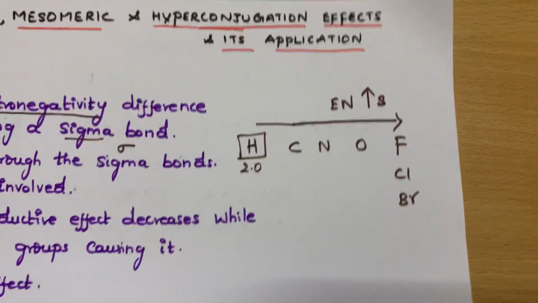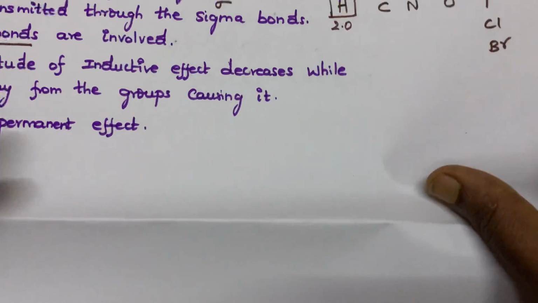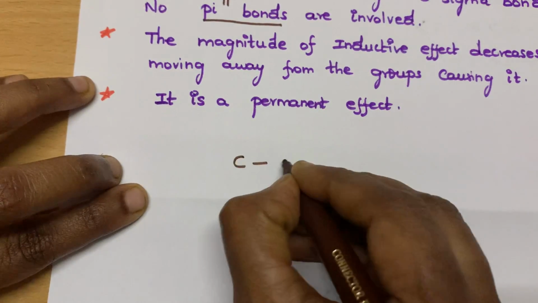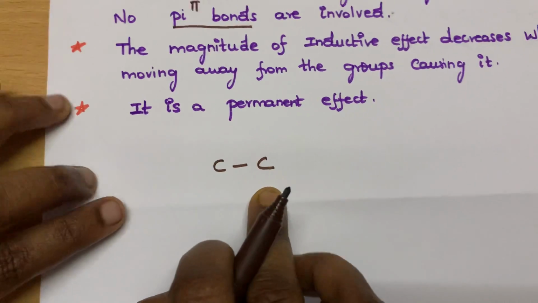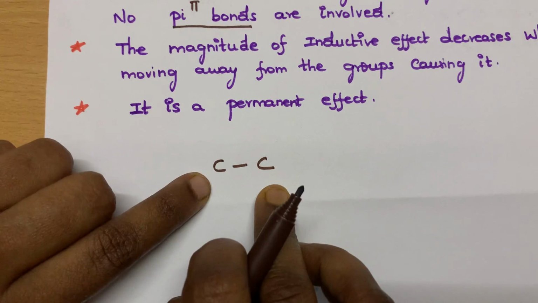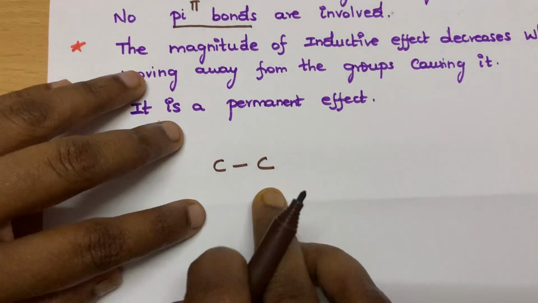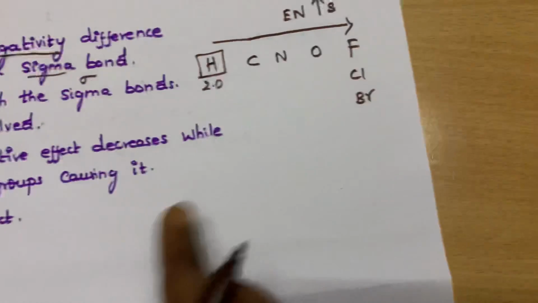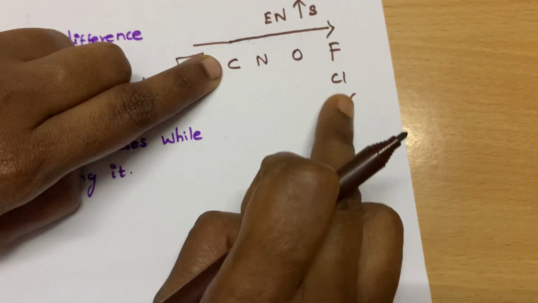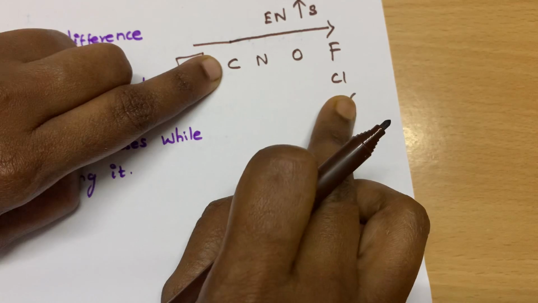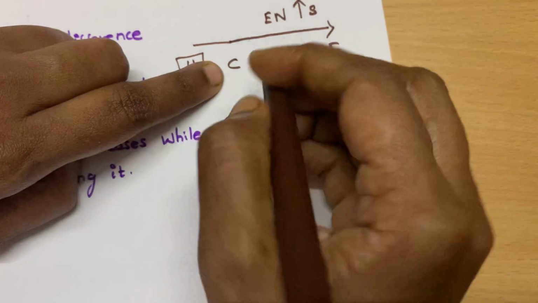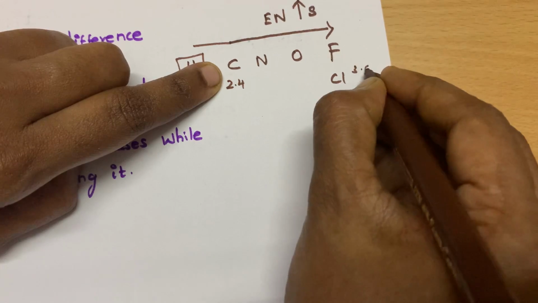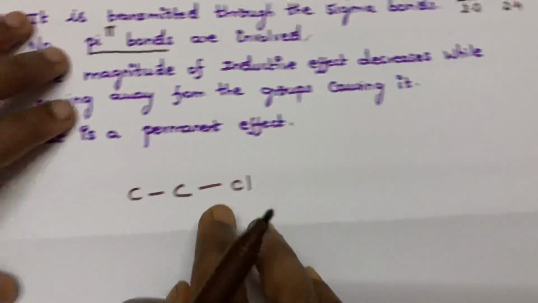Any sigma bond you take, there will be an electronegativity difference, isn't it? Only for carbon and carbon there will not be any electronegativity difference, because they are made up of the same element. But once we introduce a halogen, there is a huge electronegativity difference, isn't it? Carbon is around 2.4 and the halogen is more than 3. So there is an electronegativity difference.